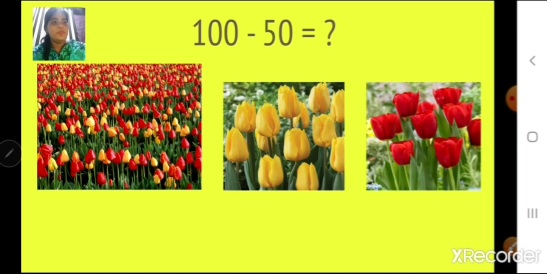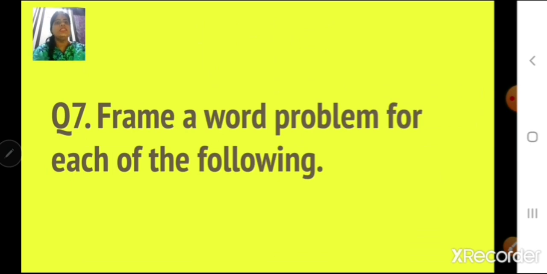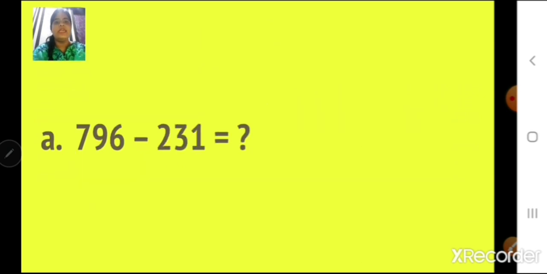Okay, so we will again go back to our question number 7, which is frame a word problem for each of the following. Write down this question in your notebook. In that, a question is 796 minus 231 is equal to question mark. Okay, now these are the numbers which are given to us. The minuend is given, the subtrahend is given. Okay, so we are going to frame the question.